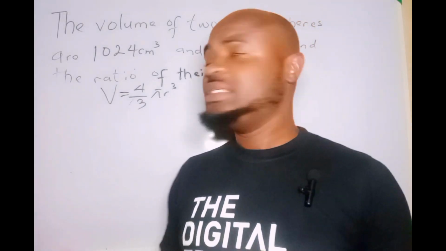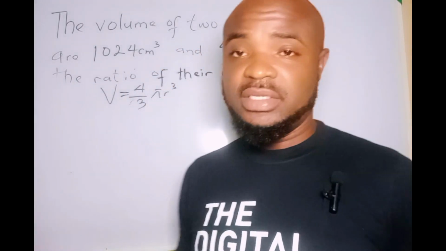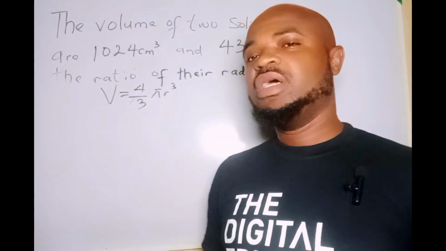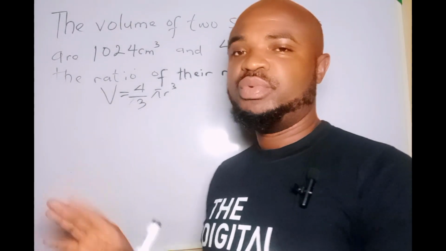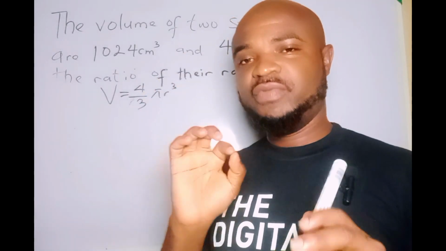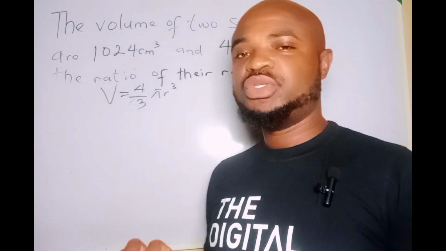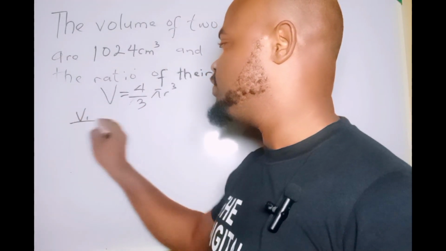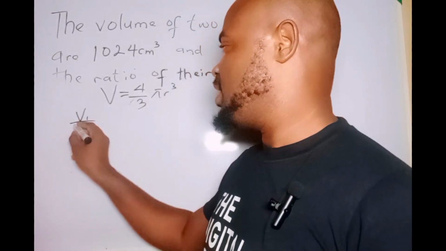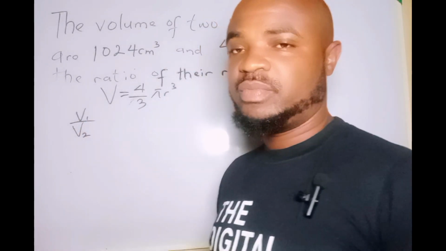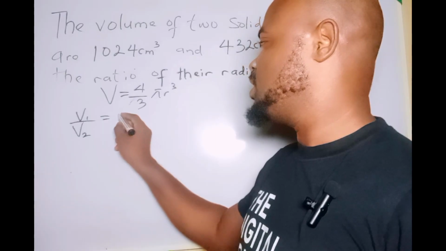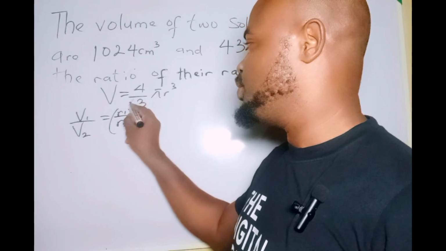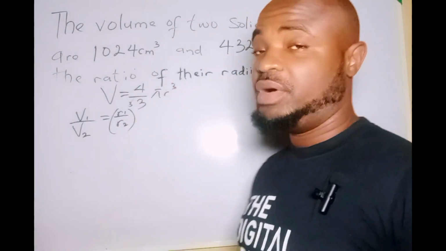Okay, and since these volumes are from two spheres, we can equally say that the ratio of the volumes is proportional to the cube of the radii. That is, the ratio of each volume is proportional to the ratio of each radius. So we can therefore form an expression with that. We can call the first volume V1, and the second volume V2, which is equal to radius 1 over radius 2. And do not forget to add this cube here because the radius has the power of 3.